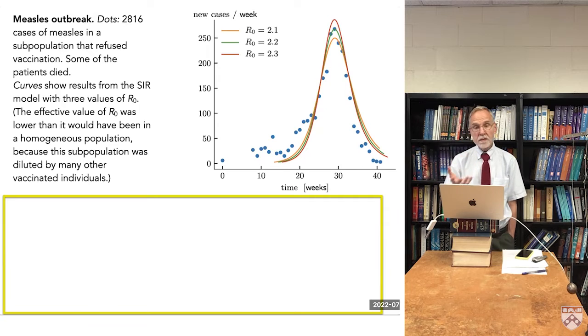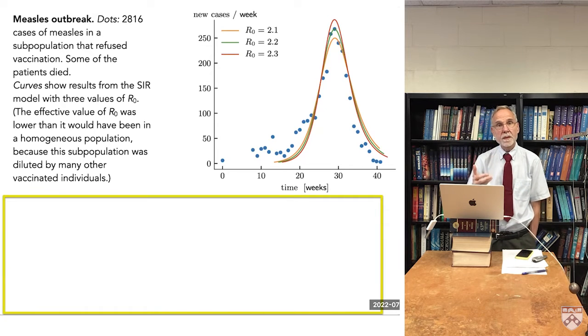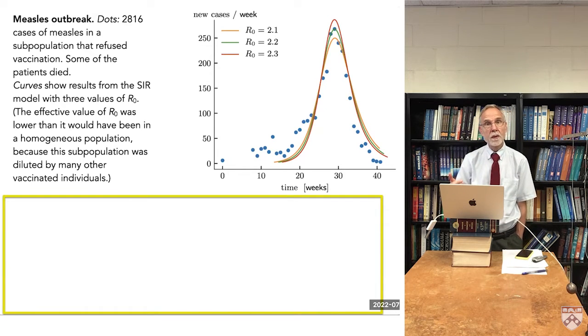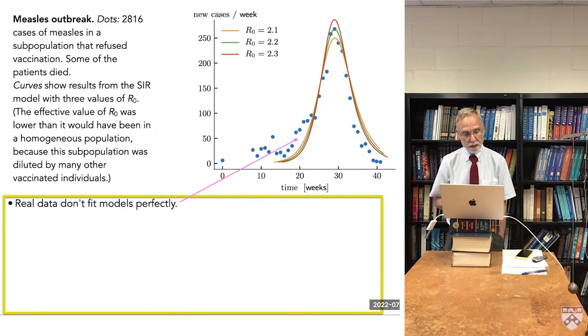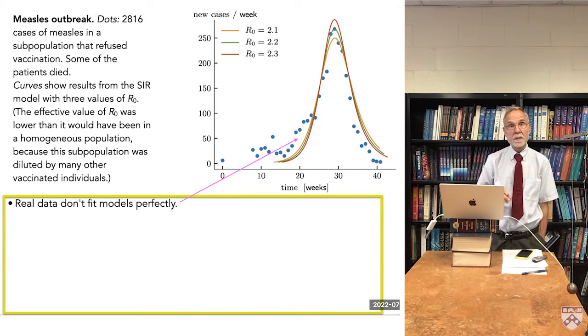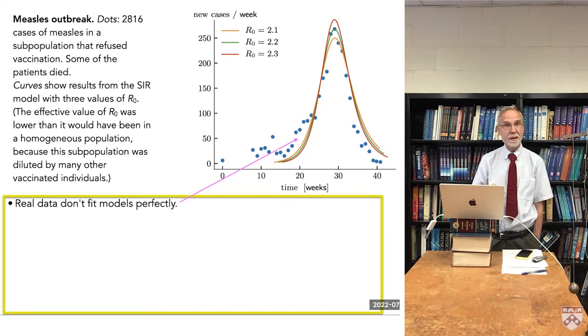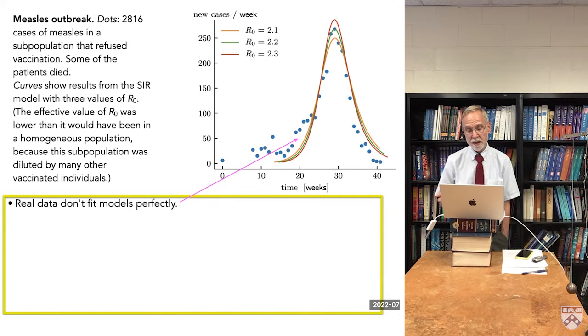So what have I done? I've figured out the value of a parameter that I didn't know by varying it and seeing which most successfully accounts for the data. So there are a couple of things that I want to say to you about this graph. First of all, real data don't fit models perfectly because reality is more complex than a simple model. So there was something going on at the beginning of this outbreak that this model isn't capturing. I don't know what it is.